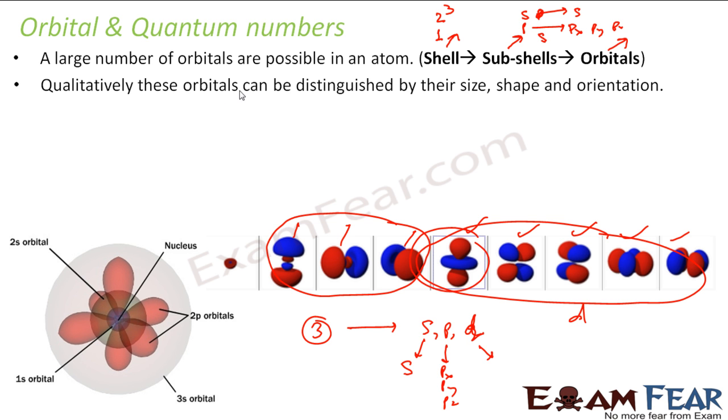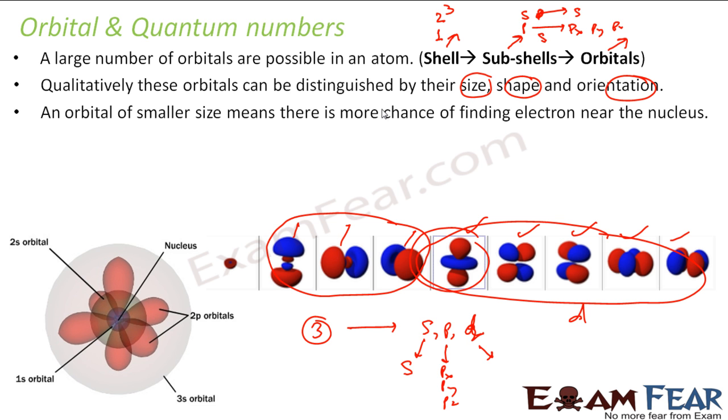These orbitals can be distinguished by their size, shape, and orientation. You see, the size will differ, the shape will differ, or the orientation will differ. So if you see in these cases 1, 2, 3, 4, the size and shape are the same, but the orientation is different, right? This and this, the size, shape, orientation, everything is different. So you can distinguish these orbitals by their shape, size, and orientation.